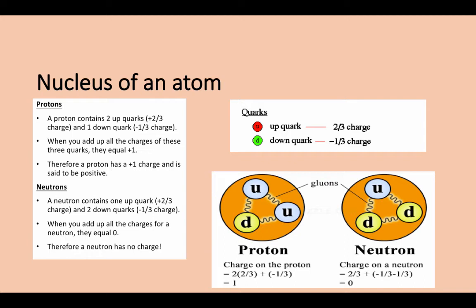A neutron is slightly different in its quark structure. A neutron has 2 downs and 1 up. So if you have a neutron with 1 up quark, which is +2/3 charge, and 2 down quarks, which are both -1/3 charge, you add all those together and it equals 0. Therefore, we say that neutrons are neutral or have no charge.